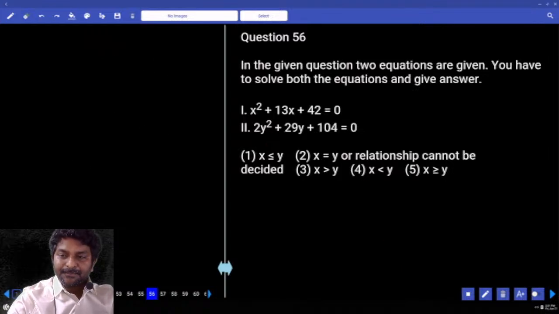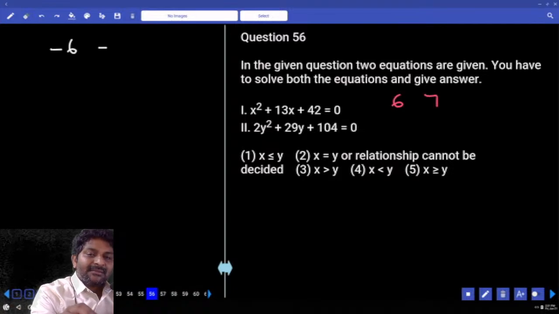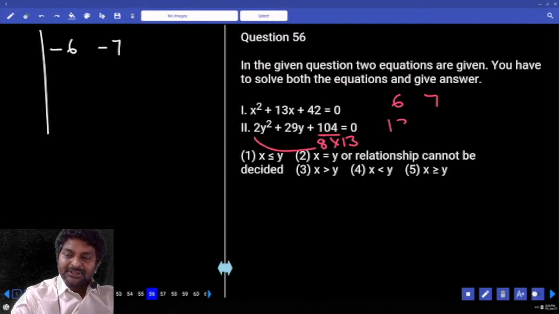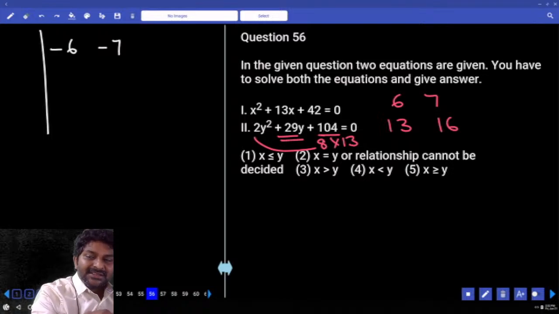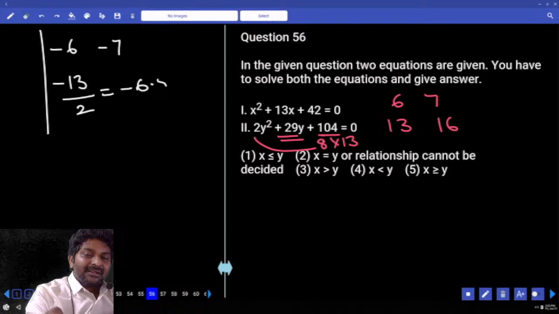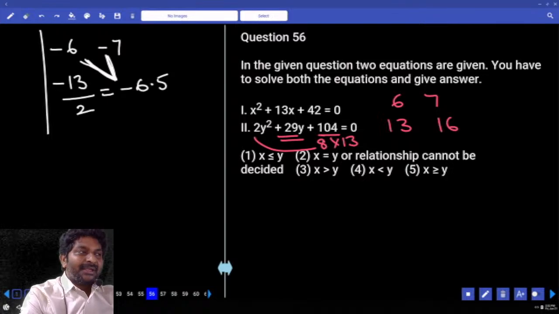Now, combination. 6, 7. Factors are minus 6, minus 7. 104 can be written as 8, 13 times, right? 2 into 8. So 13 and 16, sum is equal to 29. Condition satisfied? Then factors are minus 13 divided by 2 also. How much is that? Minus 6.5 lies in between these two numbers. Relation cannot be established.